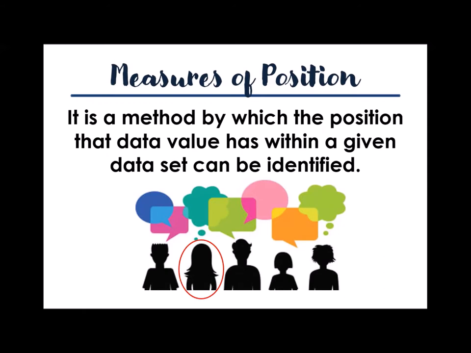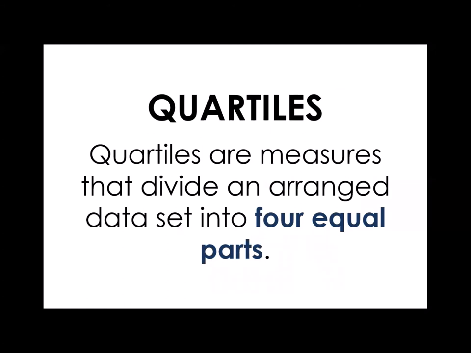And always remember that the values or the data set that you've gathered should always be arranged from lowest up to the highest. Okay? So halimbawa, from those five people on that picture, I've encircled the second person, which is a girl. So kung naka-arrange yan from lowest to highest, anong ang kanyang performance, base doon sa score niya in a class? Okay? So to give you further details, we will talk about first quartiles. That is the first type of measure of position.